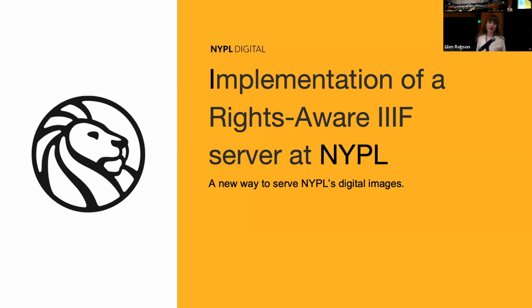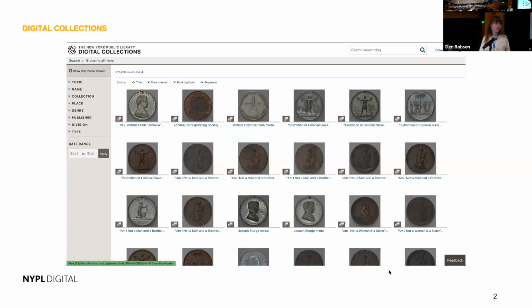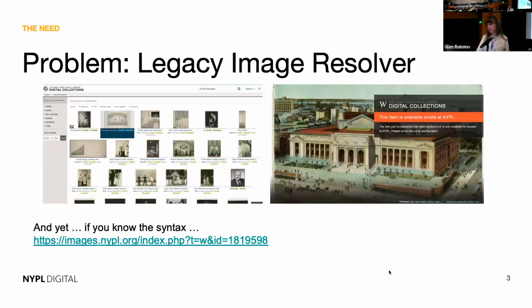All right. Hello, my name is Alessandra Vertrees. I'm a software engineer for NYPL's DAM team. And my team manages digital collections, which is a living database of new materials that are added every day, featuring prints, photographs, maps, manuscripts, audiovisual materials, and more. We have two image servers that we use within DC, our legacy image server, which is images.nypl.org, and then a rights-aware IIIF server, which is the topic of this presentation.